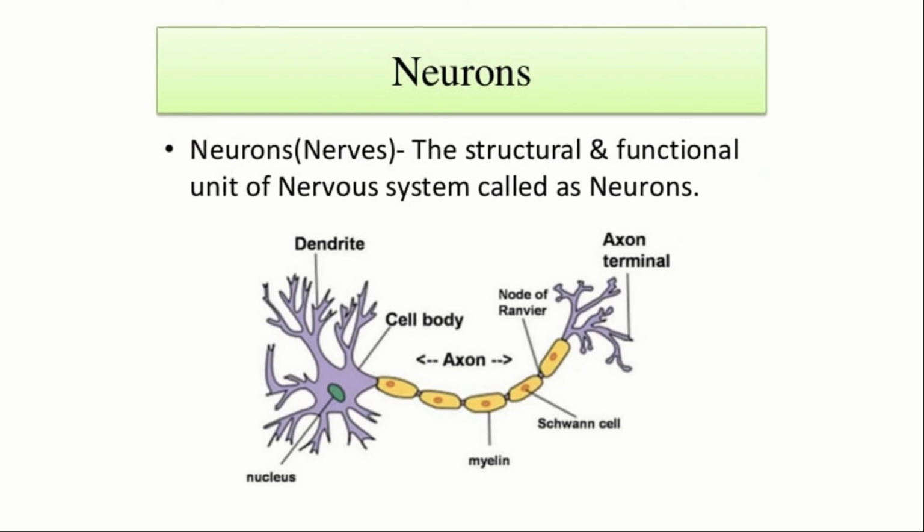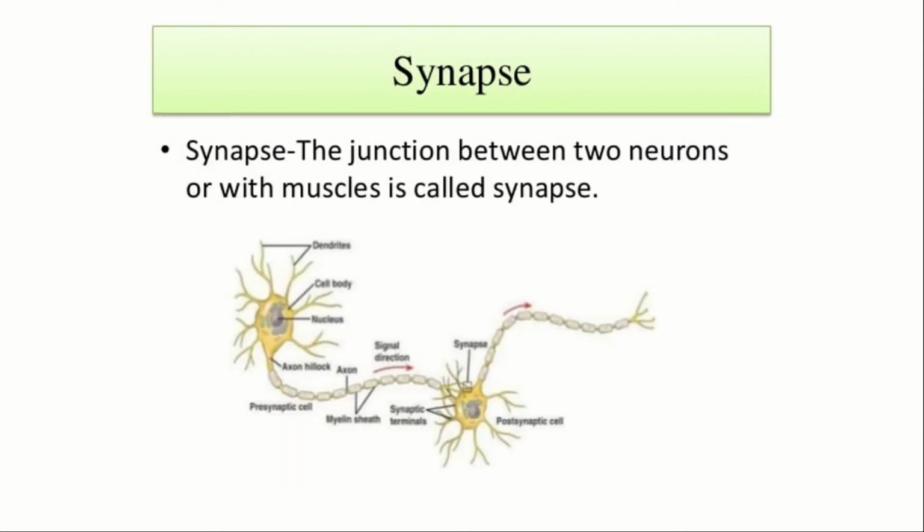So let us summarize some of the important topics. First is the neuron, which is also called a nerve cell. This is the structural and functional unit of the nervous system. Synapse, very important. Information is transferred through the whole body, through the cells and glands, by neuron to neuron connection. That connection is made by something called a synapse, a junction. The synapse is a junction between two neurons or with muscles.